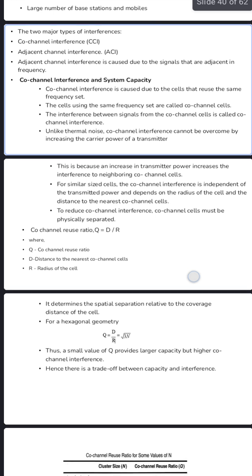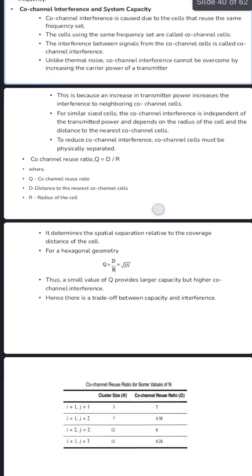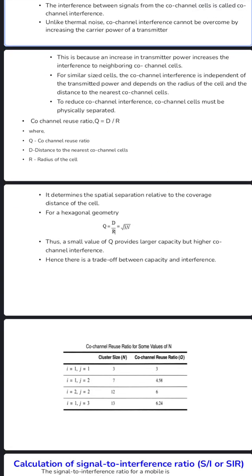The one main thing you should recall is the co-channel reuse ratio. Q is equal to D by R, which equals root of 3N. This is the important formula, you have to keep it in your mind. Here D is the distance between the nearest co-channel cells, and R is the radius of the cell. It determines the spatial separation relative to the coverage distance of the cell.